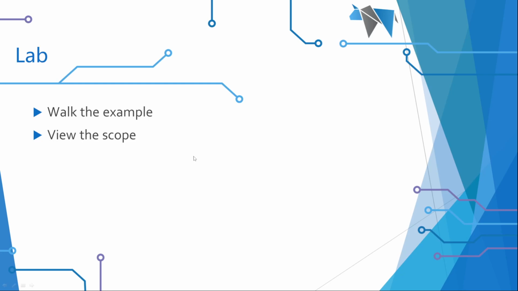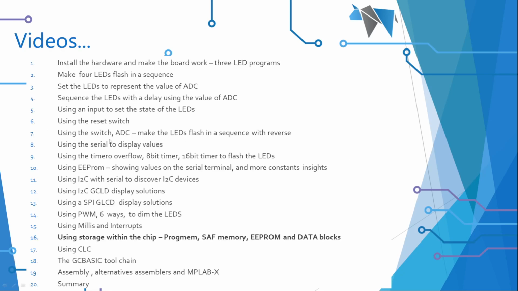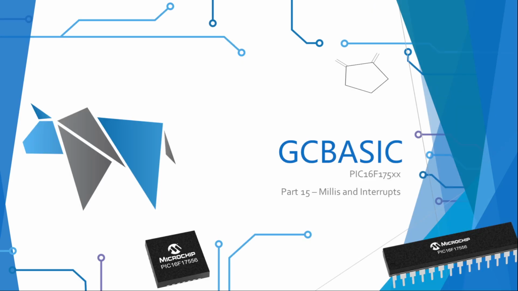Back to PowerPoint. So we'll call that a wrap. Next, we're going to be looking at the storage within the chip: program memory, SIF memory, EEPROM, and data blocks. All very simple. We're well into the end of the tutorials. And with that, enjoy.